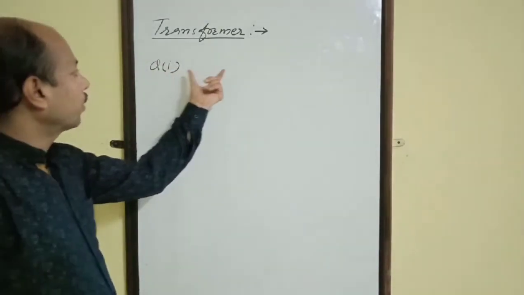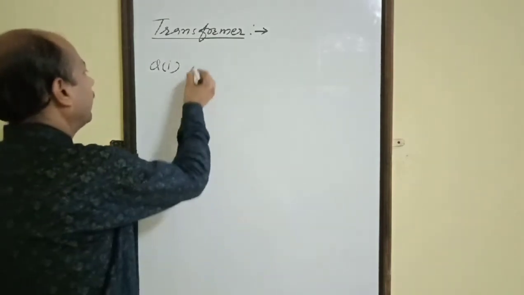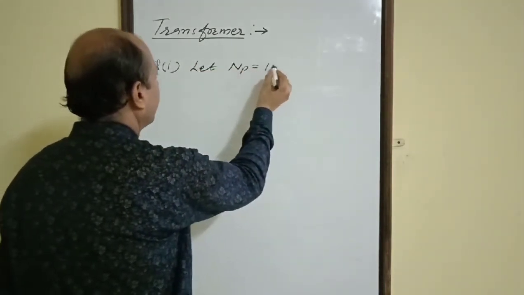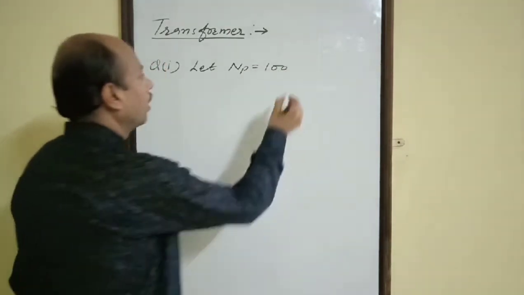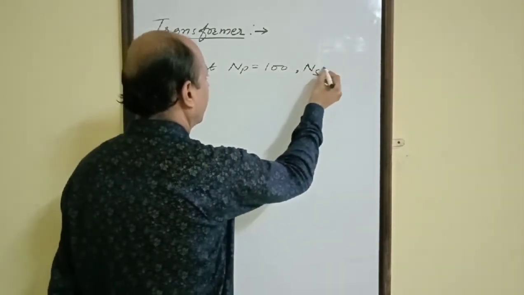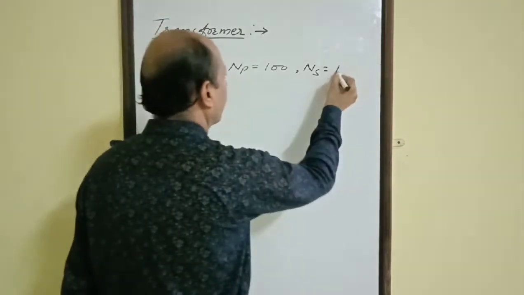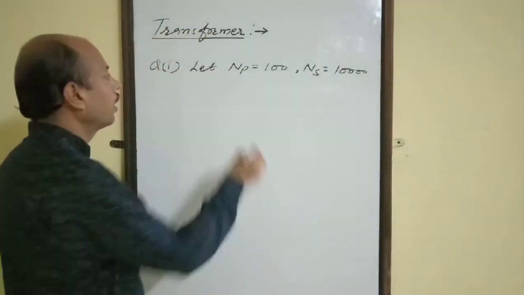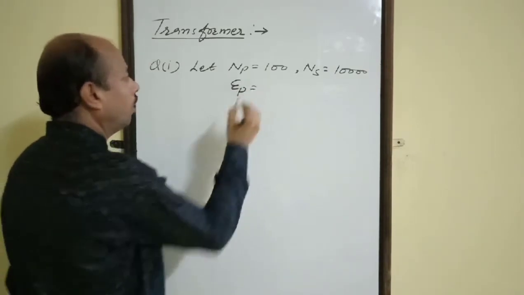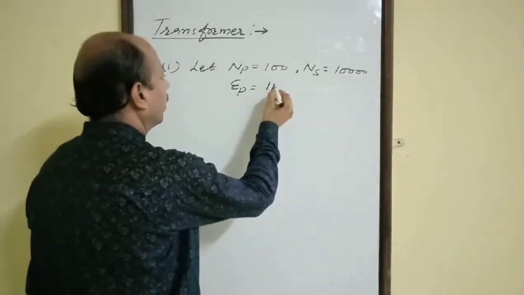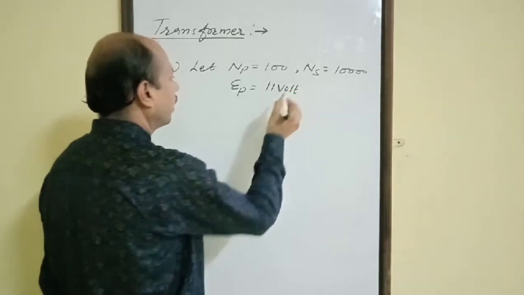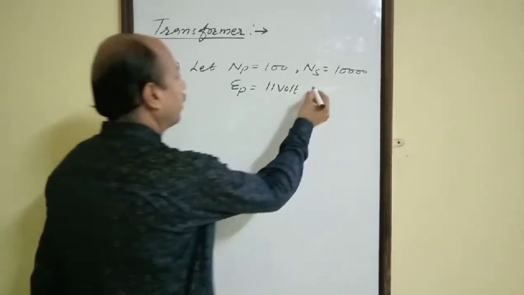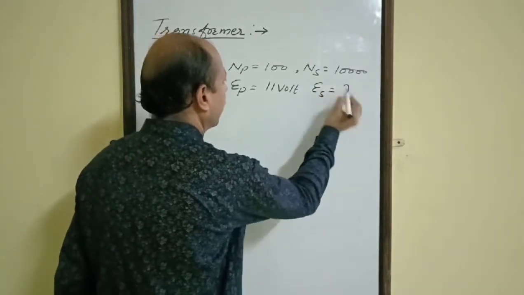I am directly writing the question in the form of data. Let the number of turns in primary coil be 100. Number of turns in secondary coil is 10,000. EMF of primary coil is 11 volt. What will be the EMF of secondary coil?